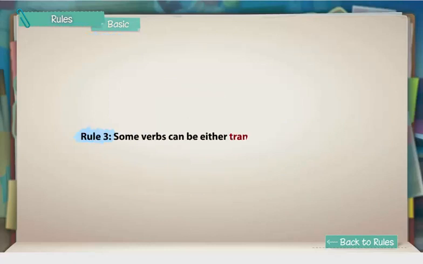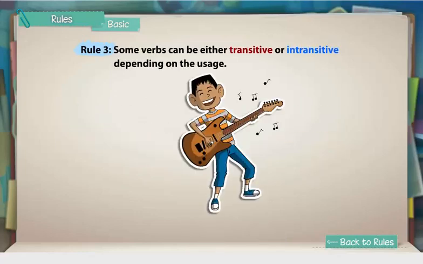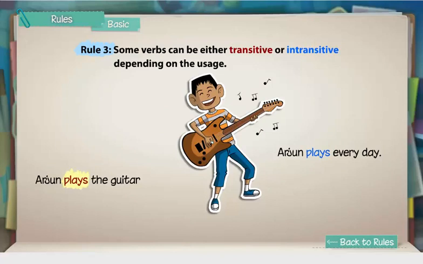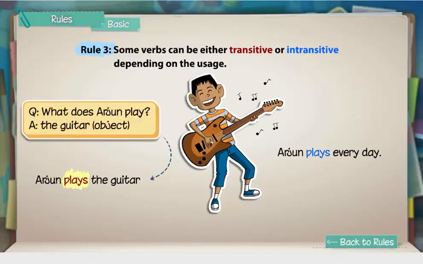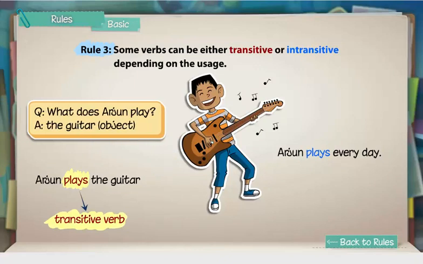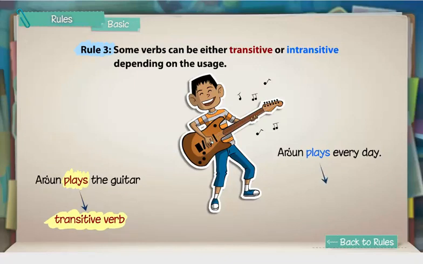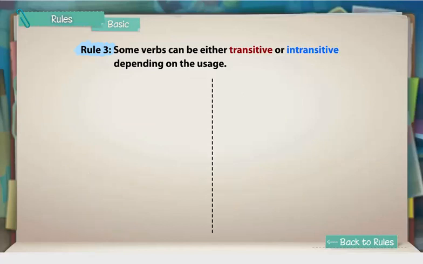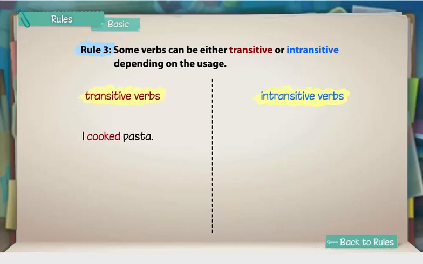Some verbs can be either transitive or intransitive depending on the usage. For example, notice that the verb here is the same in both sentences. Yet, in the first sentence, there is an object, and so, plays is a transitive verb. The second sentence has no object, and so here, the verb plays is an intransitive verb. Here are a few more examples of how the same verbs can be used transitively or intransitively.